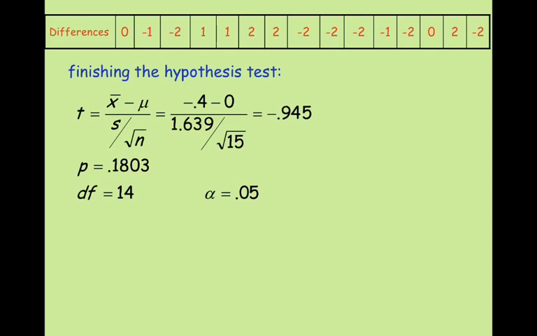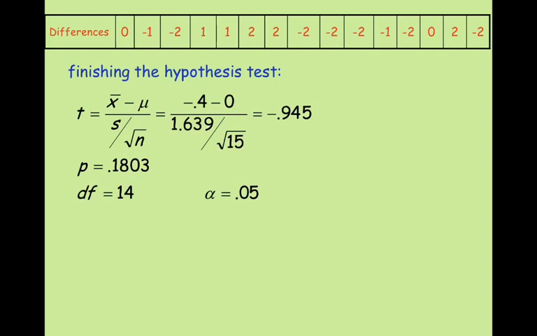If you look at your calculations, we see our sample difference is negative 0.4. Our mu, or our difference for our null hypothesis, was 0. The standard deviation is the standard deviation for the sample data divided by the square root of 15. We have 15 days. Since this is a one-sample t-test, our degrees of freedom is our sample size minus 1. We got a t-test statistic of negative 0.945, and the p-value associated with that is 0.1803. All of these calculations are exactly the same as a one-sample t-test. Our alpha, or level of significance in this example, is going to be 0.05.